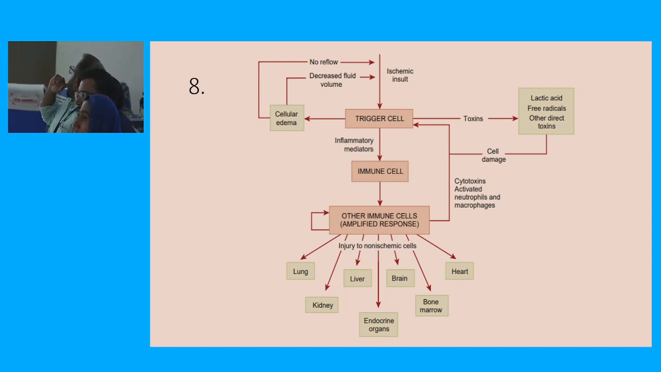It's one of the most beautifully described diagrams in the initial part of your Miller. You have to tell the name of this. Reperfusion syndrome. DIC. All these are part of it, but tell me the name. Okay, cellular edema.